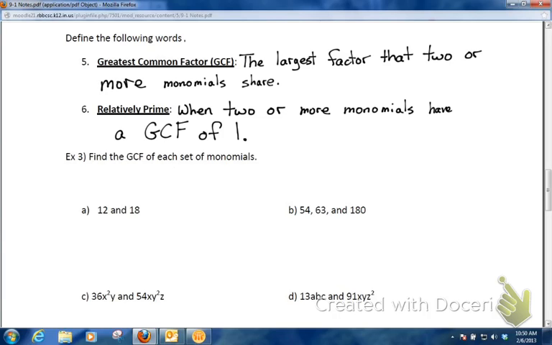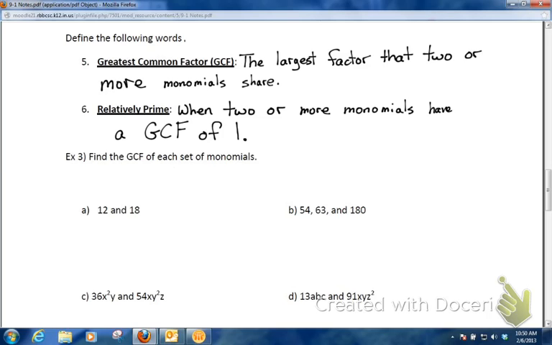Relatively prime is when two or more monomials have a GCF of 1. The monomials themselves may not be prime numbers, but when you're looking for the greatest common factor of the two monomials, it's only 1. So that would mean that the two monomials are relatively prime to each other. So pause the video if you need to get that written down. We're going to move on to the examples. So for letter A here, we are simply trying to find the greatest common factor of 18.